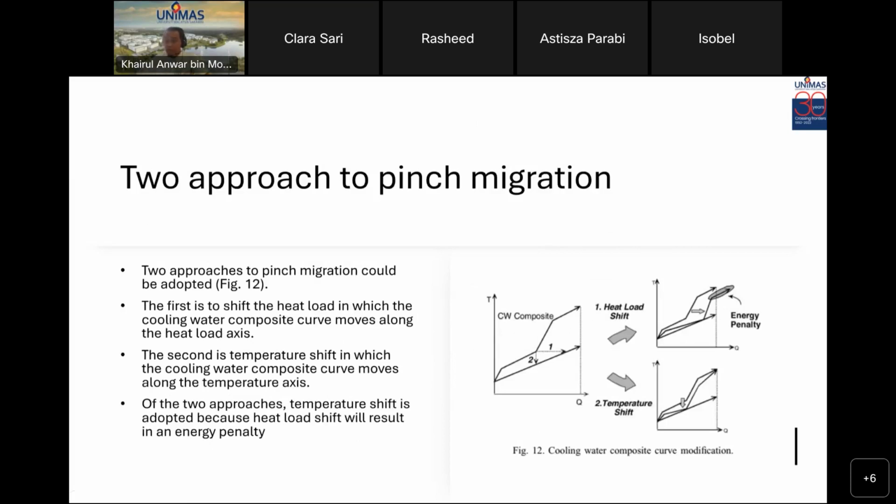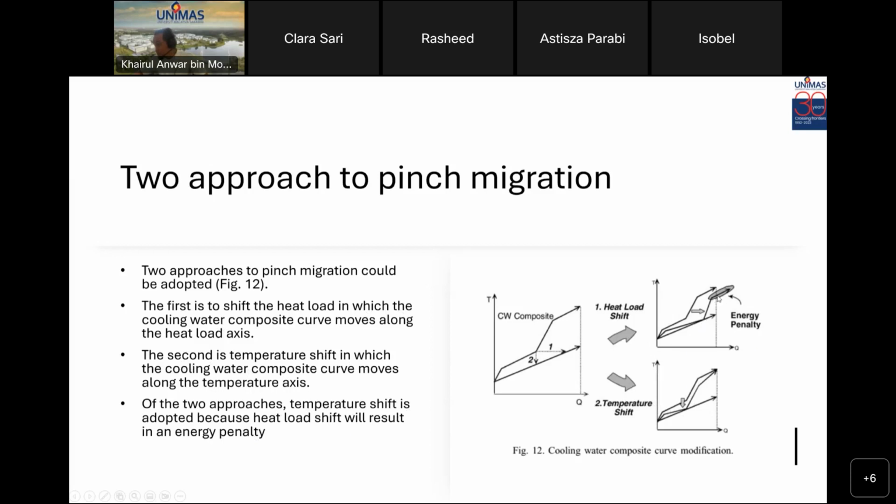The first approach is to shift the heat load, in which the cooling water composite curve moves along the heat load axis, or the x-axis. The second approach is to shift it based on the y-axis, the temperature axis. Of the two approaches, temperature shift is adopted because heat load shift will result in an energy penalty.